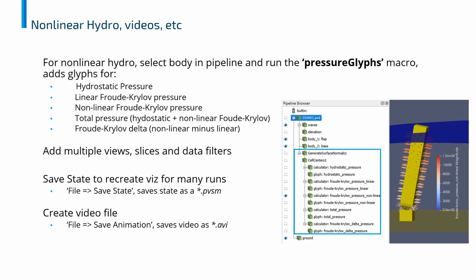We can also add multiple views, slices, and data filters to format the visualization as desired. The formatting can be saved using the Save State feature to recreate the visualization for many different runs. This can be done by going to File, Save State, and saving as a PVSM file. Lastly, a video file can be created by going to File, Save Animation, to save as an AVI file.